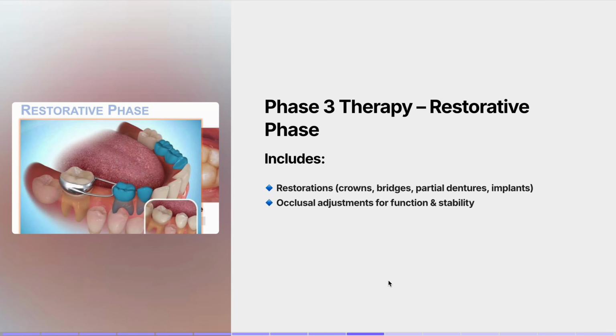Phase 3 therapy, restorative phase. Restorations such as crowns, bridges, partial dentures, implants, and occlusal adjustments for function and stability. Once periodontal health is under control, we move to phase 3, the restorative phase. At this phase, we focus on restoring function through crowns, bridges, or implants.